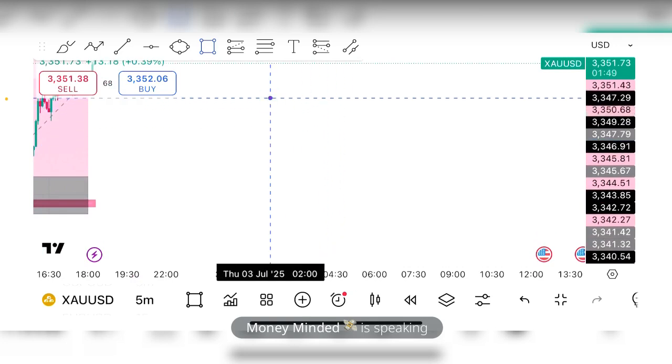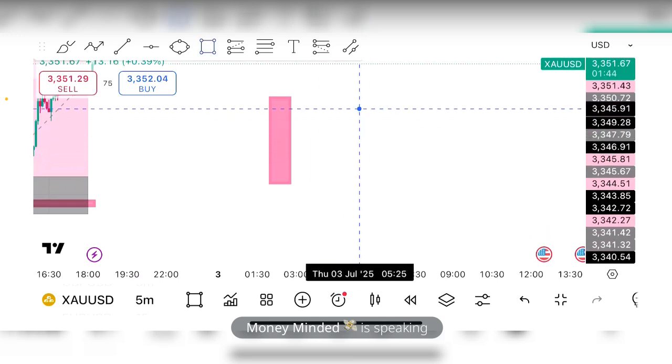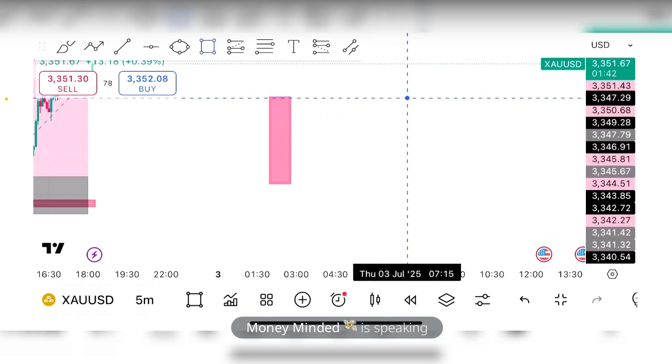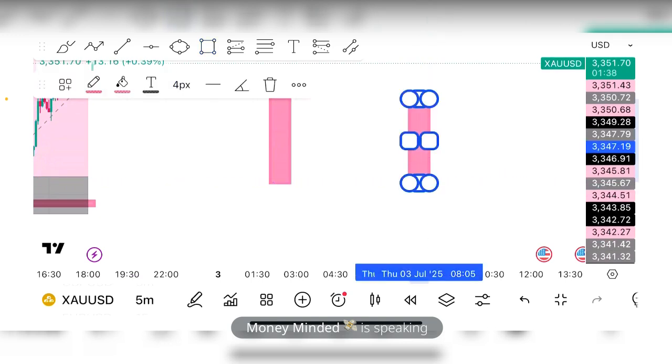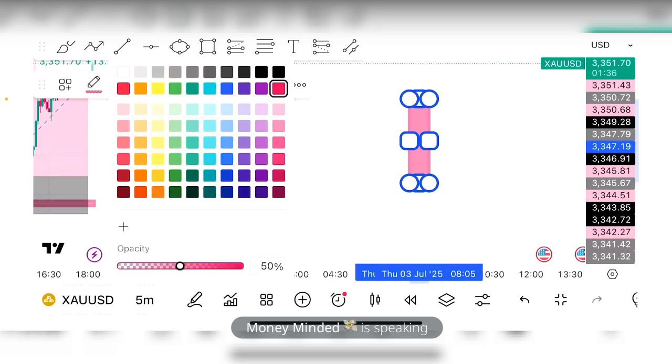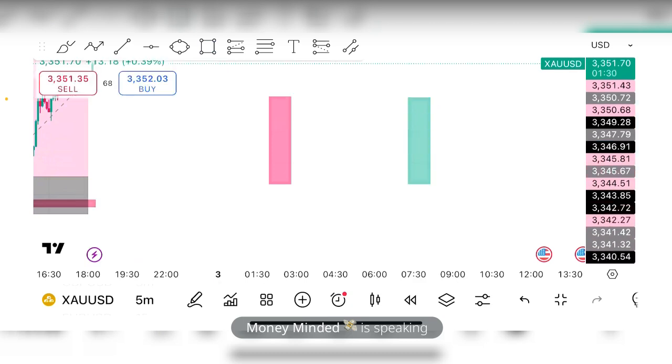Imagine the red candlestick and the green candlestick. The green candlestick represents what is known as a bullish market. Bullish represents buy. That is what the green represents. The red represents a bearish market, and bearish represents sell.